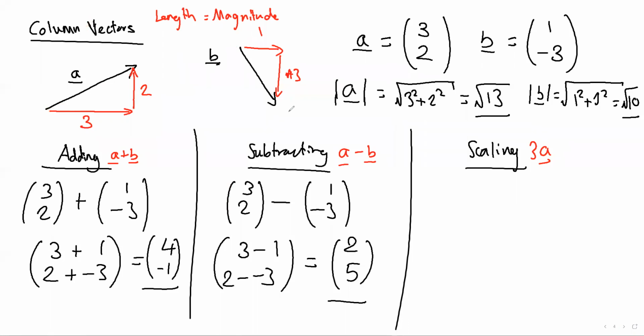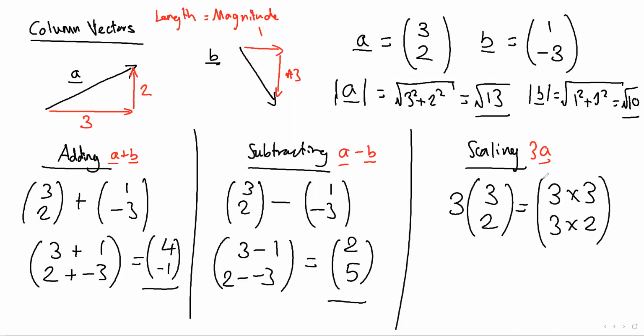And then finally, scaling is just, for example, 3A will be 3, 3, 2. And then we just multiply each term by 3, like you would, for example, if you were multiplying a ratio, you multiply both sides, you multiply both elements. So that will give you 9 at the top and 6 at the bottom. So that's the scale, that's 3A.